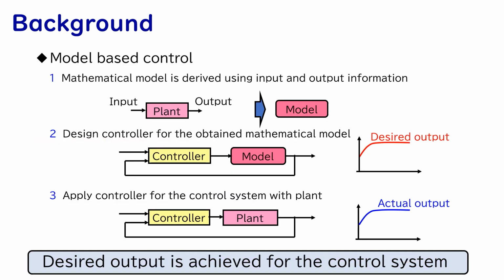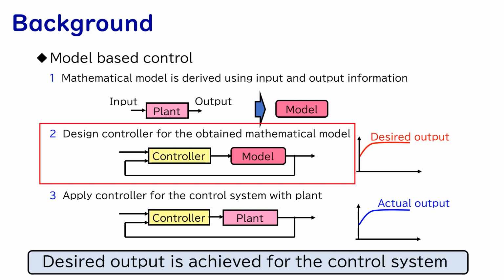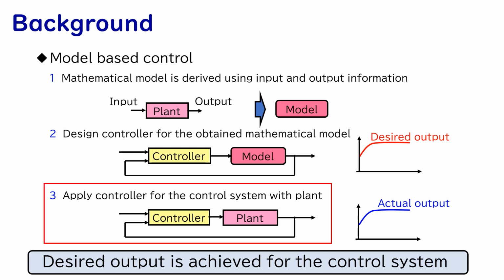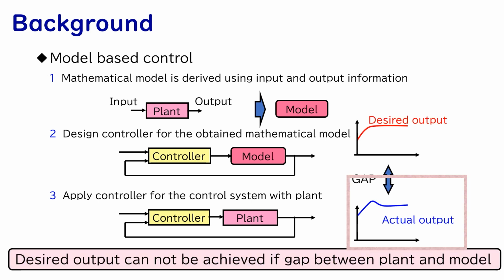This slide shows a design sequence of model-based control. At first, a mathematical model is derived using input and output information. Then, we design the controller for the obtained mathematical model. At the last, we apply the controller to the control system with the plant. If a good model is obtained, the desired output is achieved for the control system. On the other hand, the desired output cannot be achieved if a gap between plant and model exists.